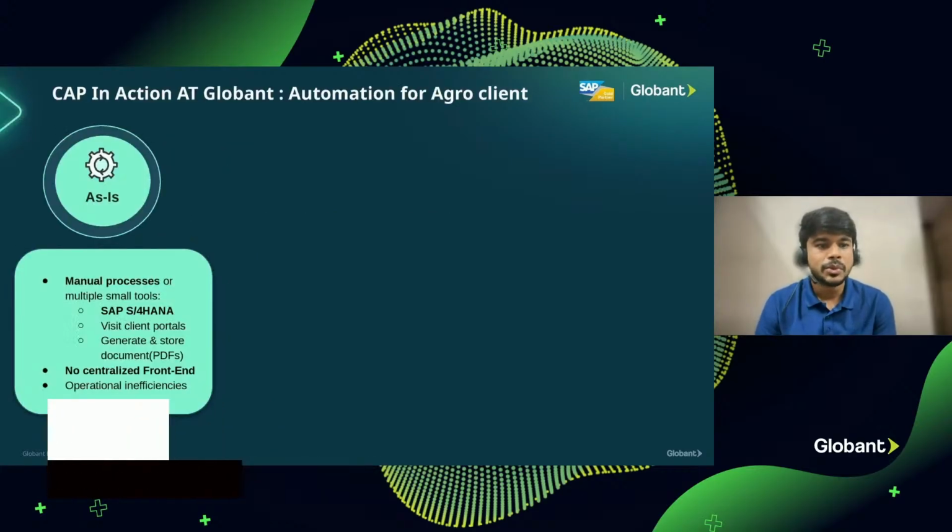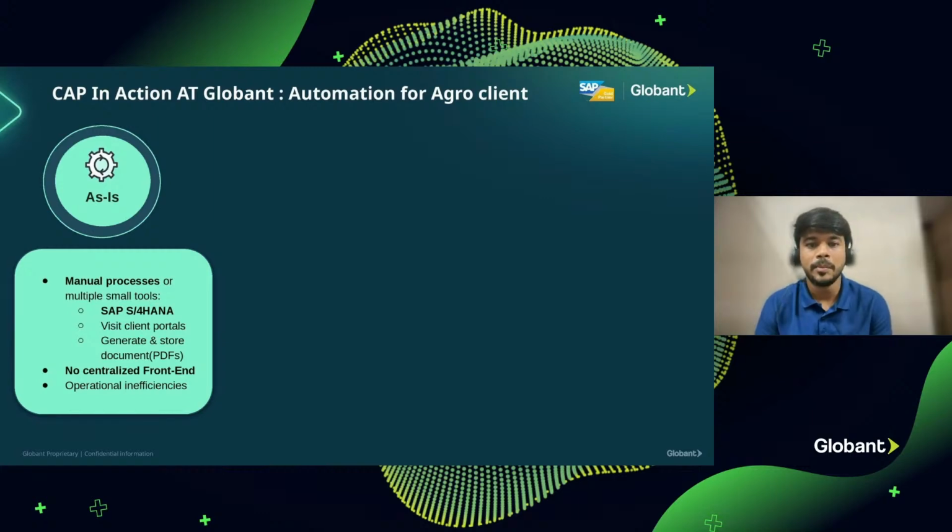Today I'm so excited to walk you through one of our automation for agro projects we have implemented at Globant. Here, we are leveraging SAP CAP and SAP BTP to streamline and modernize the solution. This transformation helped us move from scattered manual processes to a centralized, scalable, and secure architecture.